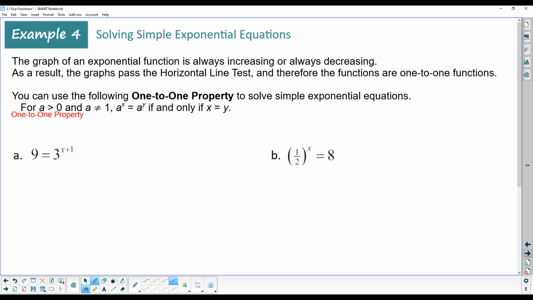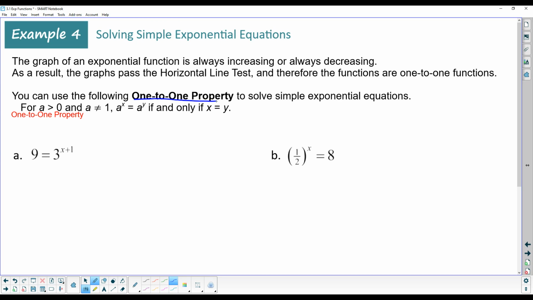Solving simple exponential equations. You know how our graphs are only increasing? They just grow or decay. They only go in one direction, okay? So what that means is exponential functions are one-to-one. Quadratics aren't one-to-one, right? If I have the same y value, it happens twice on the graph. But for exponentials, they are one-to-one. And so we can use this one-to-one property to solve simple exponential equations.